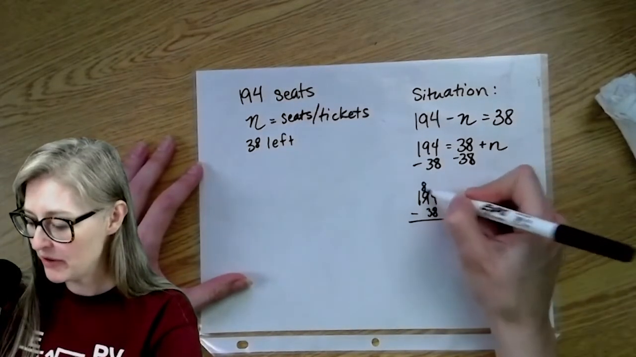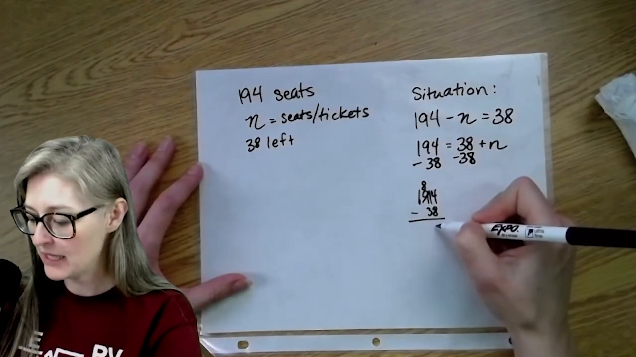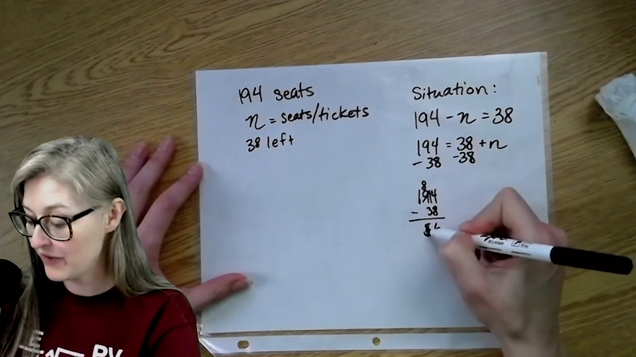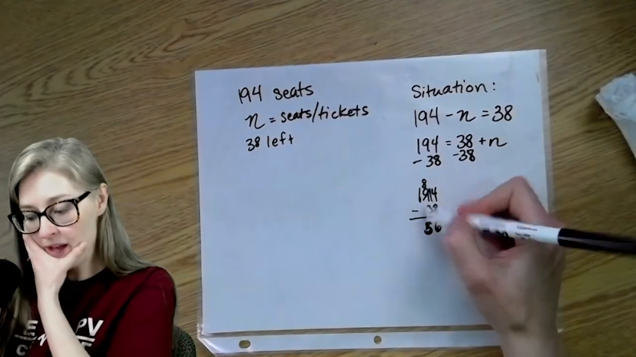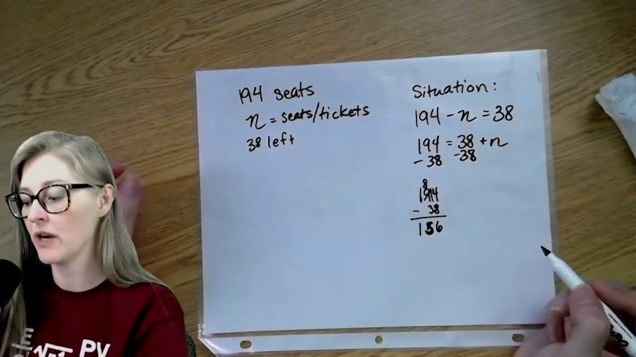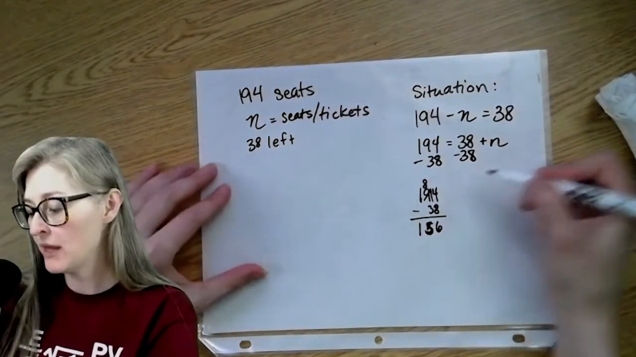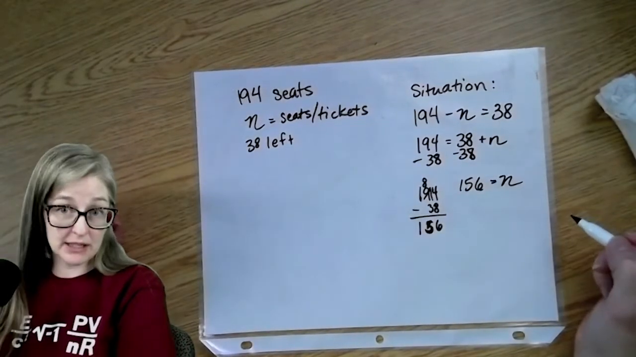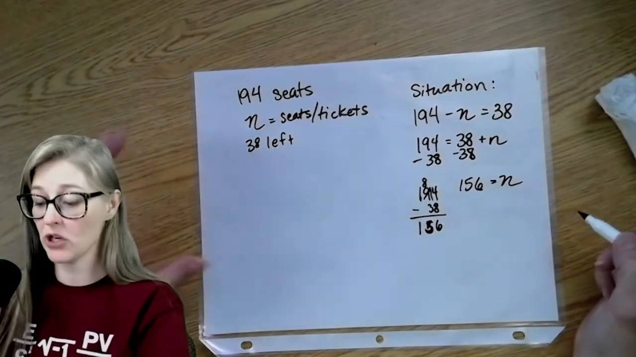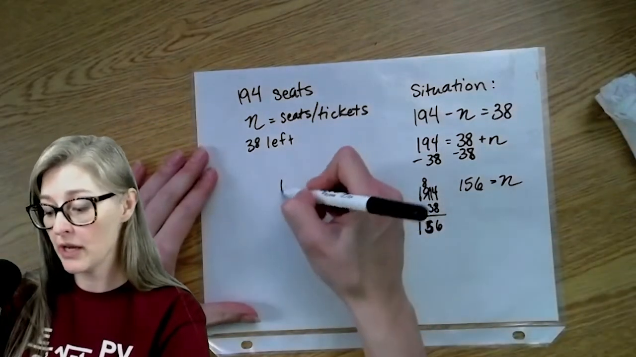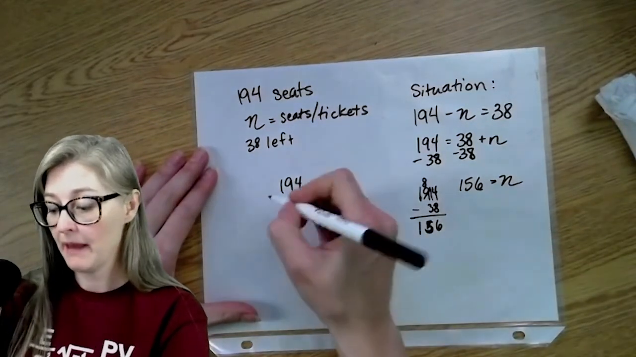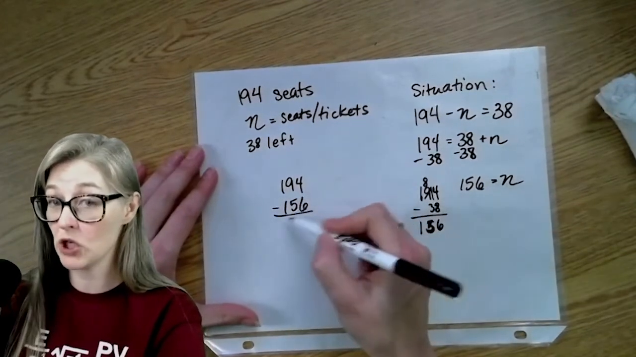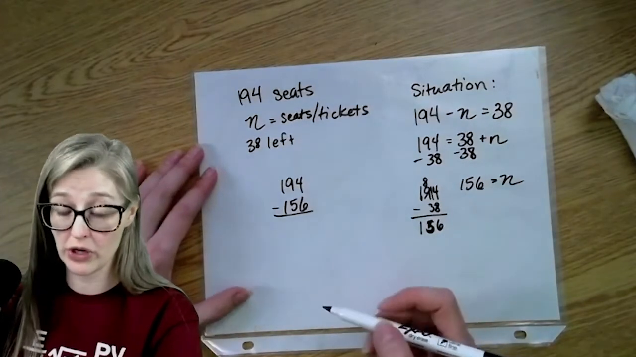So I'm going to do some regrouping. 14 minus 8 is 6. 8 minus 3 is 5. Woo! And then 1 minus nothing is 1. 156. So I think 156 is the number of tickets that they sold, but I want to check my work and make sure it's correct. So if I started with 194 and they sold 156, I should be able to subtract these and get back to 38.